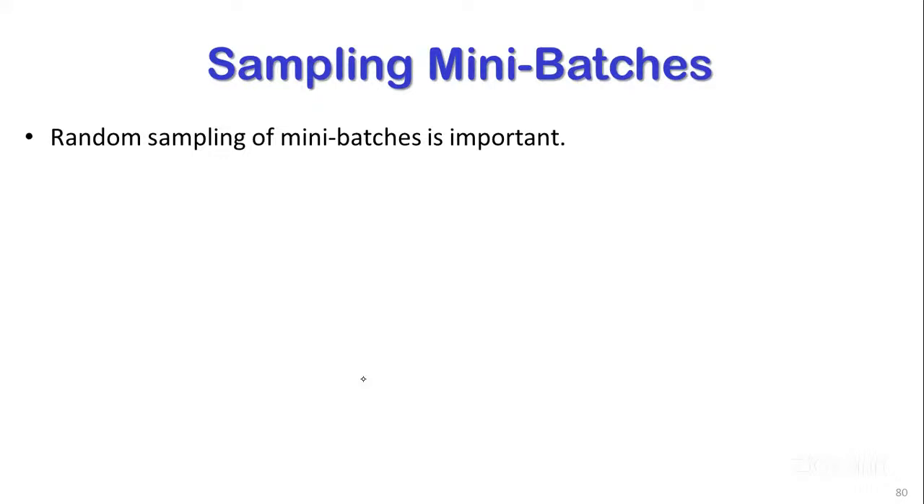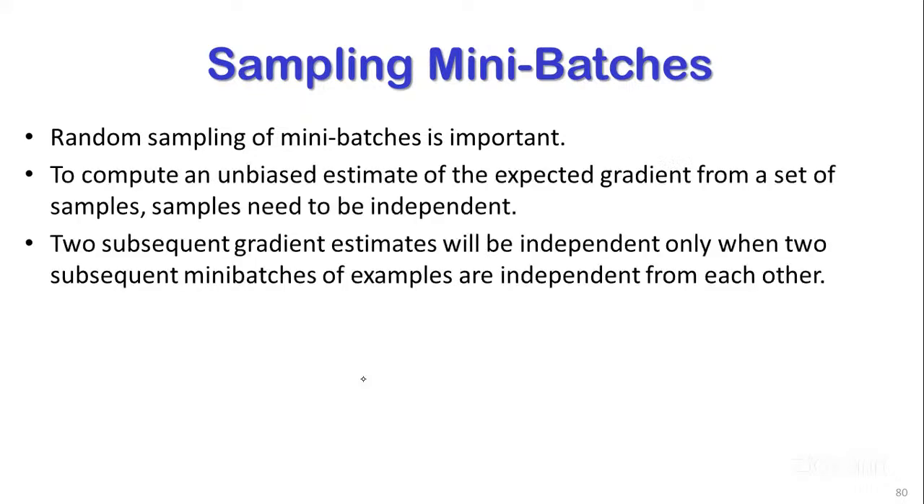So now the question comes: how are you going to sample the mini batches? Because as I told you, if all m samples are the same, then it is not going to serve any purpose. So we go for random sampling of mini batches. If you want to compute an unbiased estimate of the expected gradient from a set of samples, then your samples need to be independent. If you are using the same samples, then what new will your network learn? So you should have different samples.